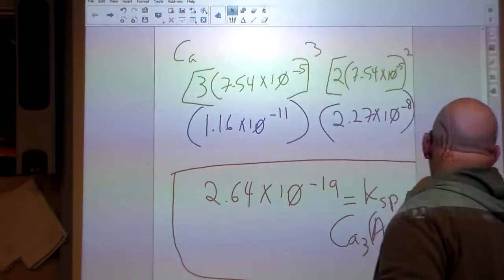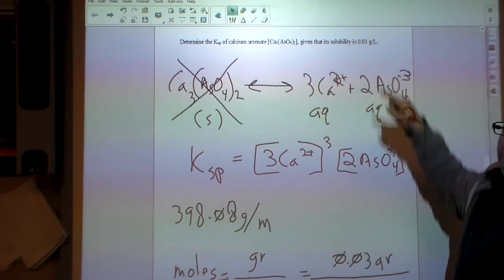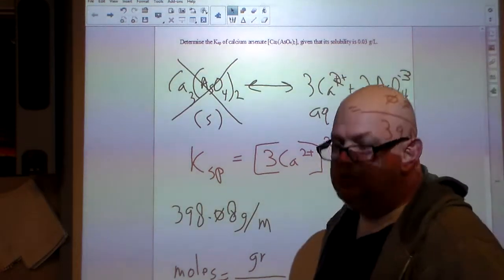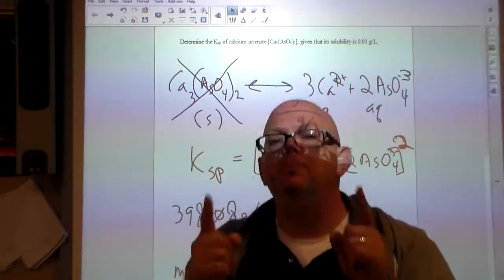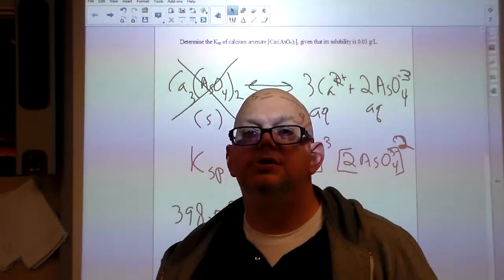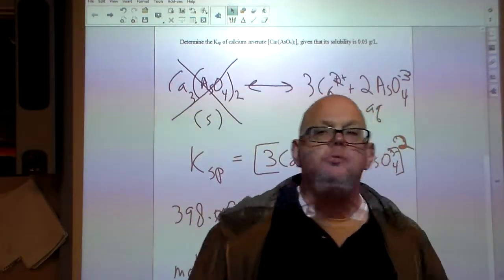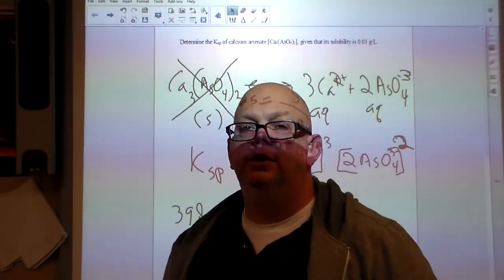Now, one last thing. Remember, if you're dealing with grams per every 100 milliliters, then change the 100 milliliters to liters. Or maybe they give it to you in like 10 milliliters. Change the 10 milliliters to 1,000 milliliters so you get your 1 liter.